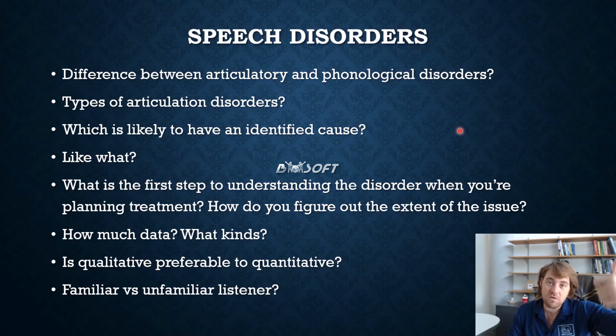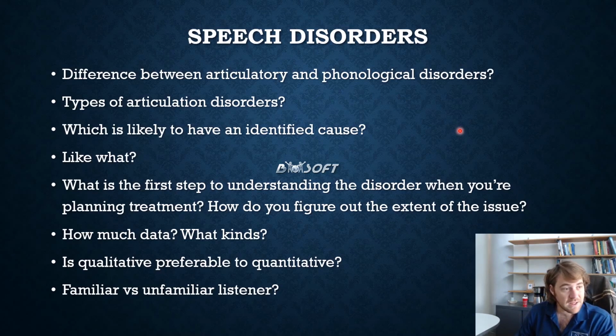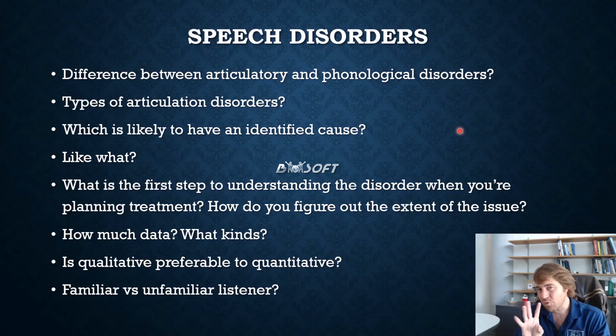So we have substitution, omission, distortion, and addition. A substitution would be using "wa" instead of "ra." An omission would be just not saying the letter that you can't say. So "kick" instead of "quick" would be one. A distortion would be like the lisp that I have, it's not quite the right sound.